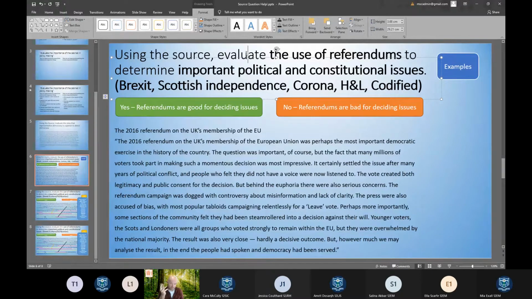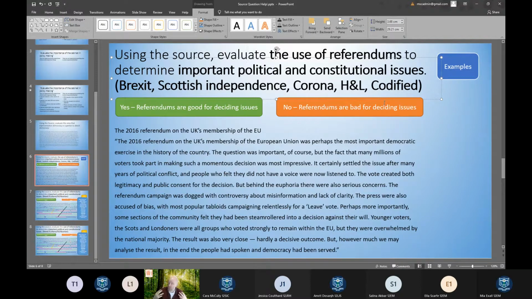Well, the only other thing I would do before I read the source is spend a moment to think about, well, what do I think? What's my gut instinct on this question? Because you are going to be writing a normal essay, where you will take one side or the other. You're not just going to be explaining the source. That would get you a bad mark. You are going to be answering this question.